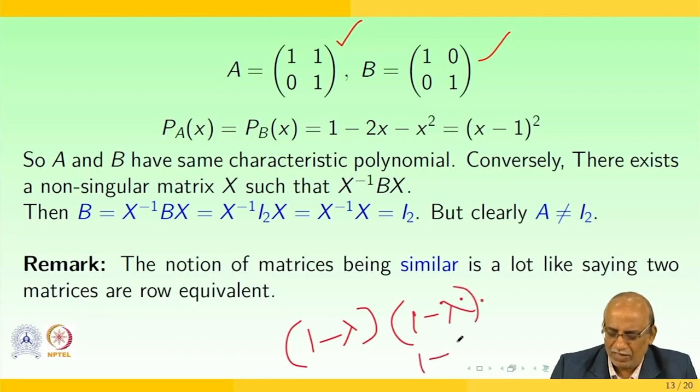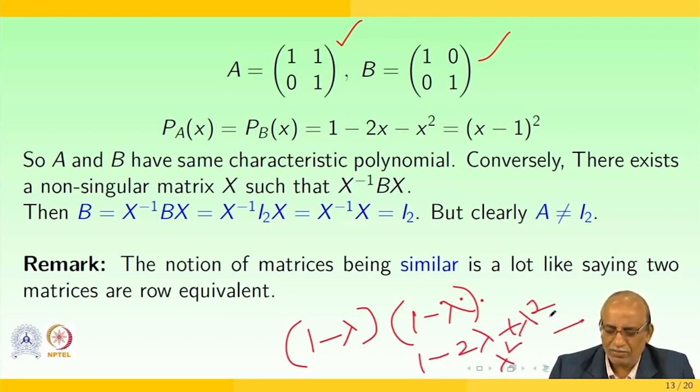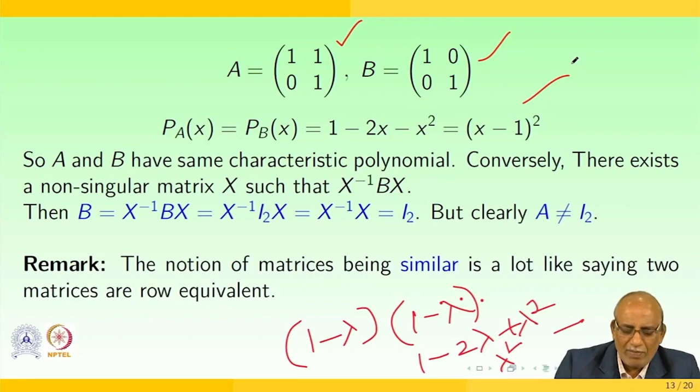So, that is 1 minus 2 lambda plus lambda square, or you can write it as (1 minus lambda) square. So, it is (x minus 1) whole square. Right? So, A and B have the same characteristic polynomial.